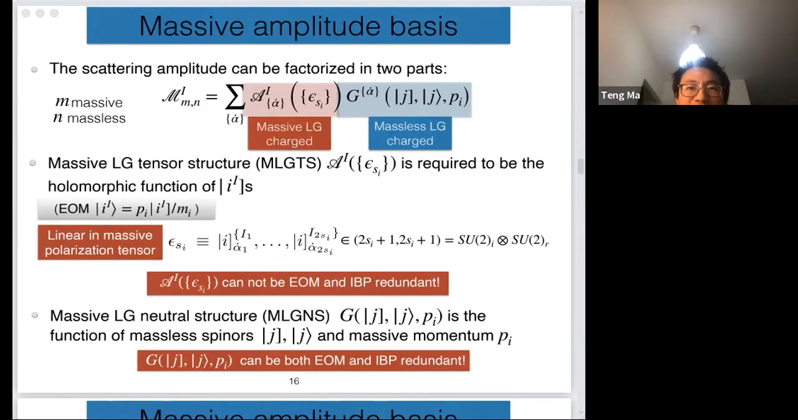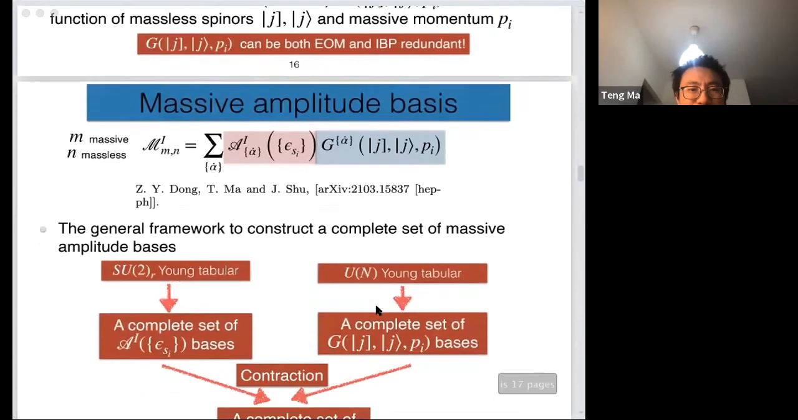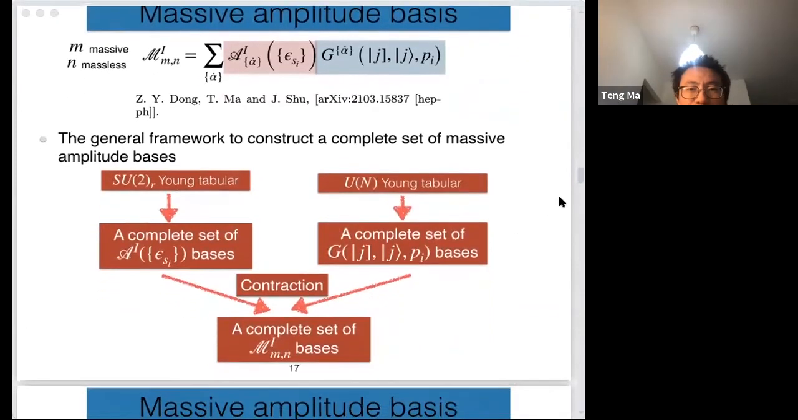We can easily find that the G part is a function of the massless spinors and massive momenta because it is neutral under the massive little group. Since the G part has a momentum factor, it can have both equation of motion and IBP redundancy. The complete set of massive amplitudes can be constructed through this procedure.